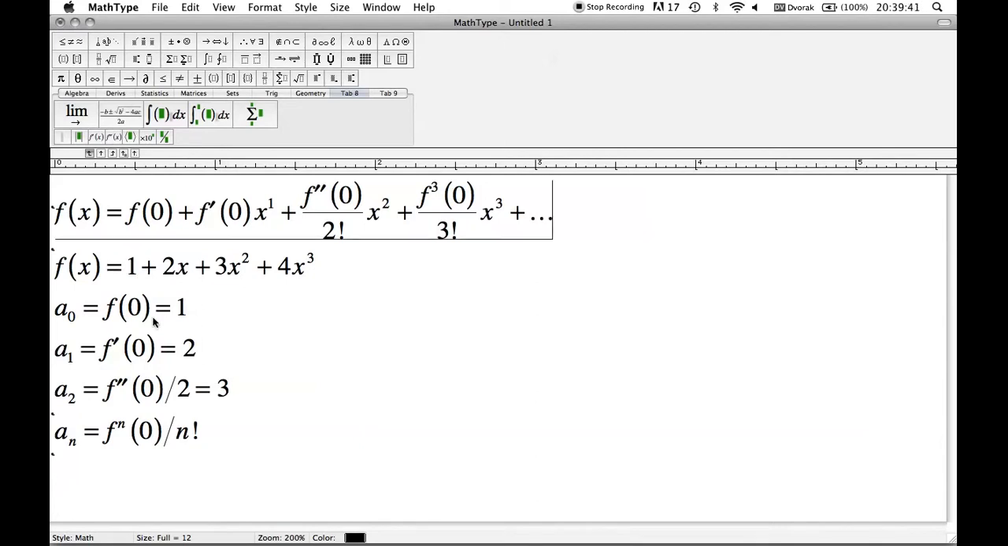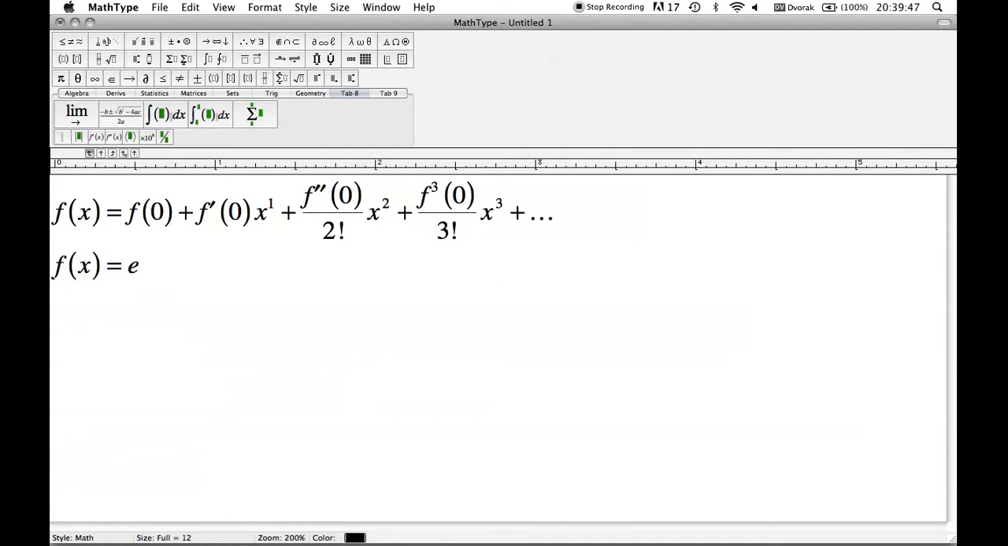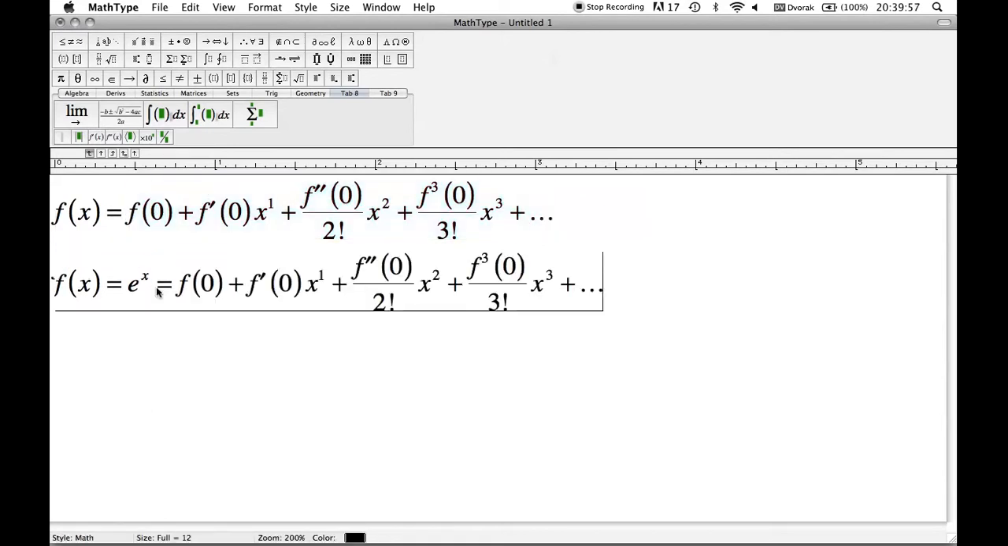So let's try it with a function, an actual transcendental function, not a polynomial. This function is f of x is equal to e to the x. So let's just plug it into this formula here. E to the x is apparently equal to f of 0 plus f prime of 0, all of that.